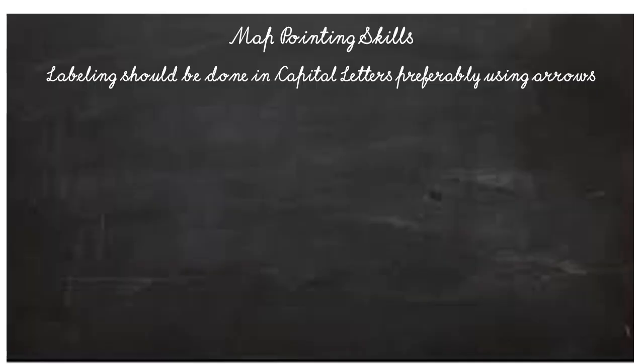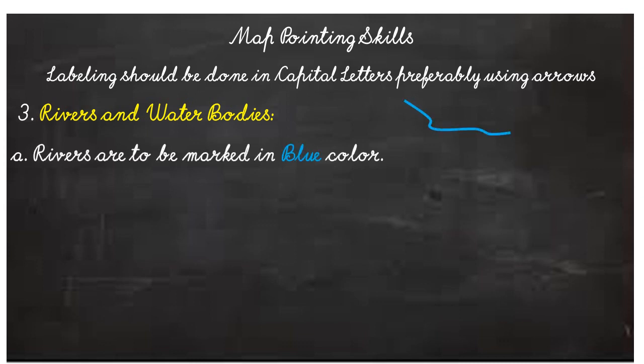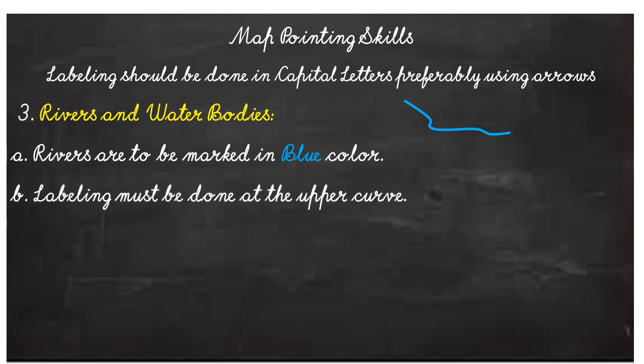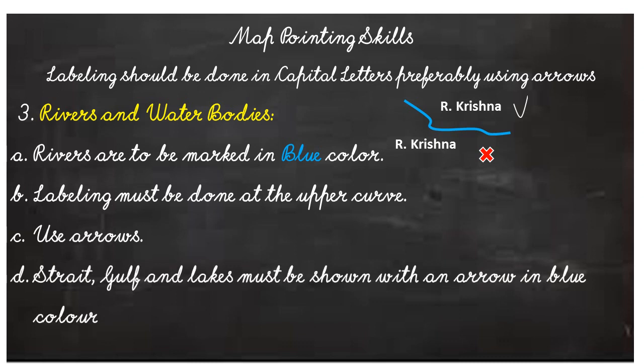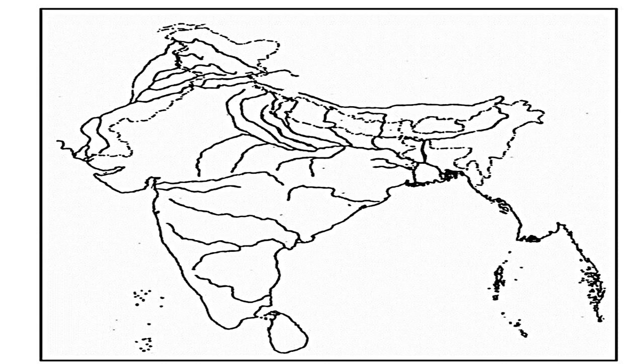Now let's see the guidelines for marking rivers and water bodies. All rivers and water bodies must be marked in blue color, preferably sky blue color. Labeling should be done at the upper curve of the river and not under it. Suppose if you are not able to name the river on the map, you can use arrows. Gulf, strait and lakes must be shown with an arrow in blue color. So let's start marking rivers on the map.